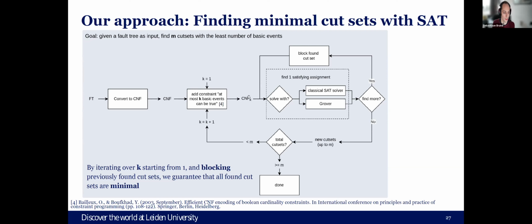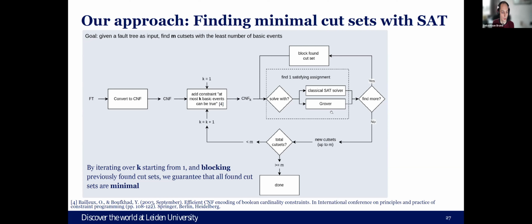This constraint can be added within the CNF formula itself. So you obtain a new CNF formula, which is slightly bigger, but now can only be satisfied in cases where k basic events are true. Then we solve this CNF formula either with a classical SAT solver or with Grover, and we find a satisfying assignment if one exists. And from this satisfying assignment, we can extract a cut set.